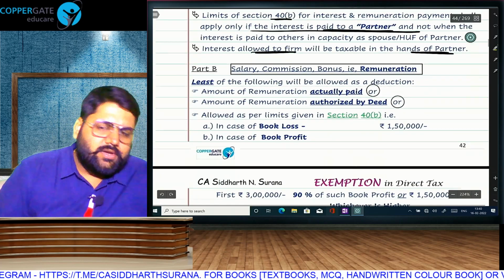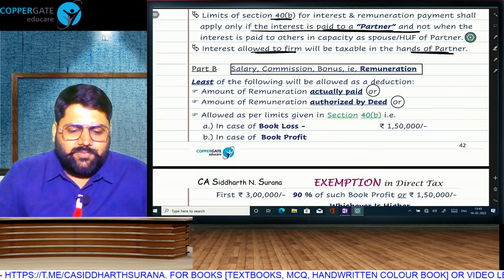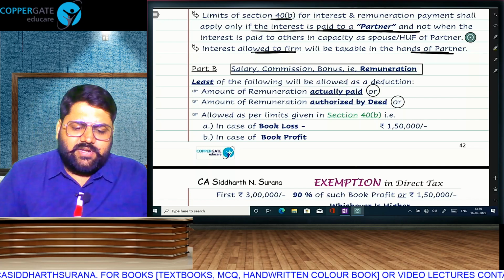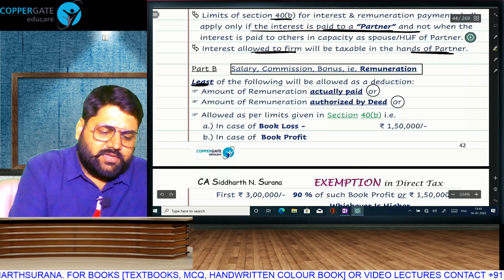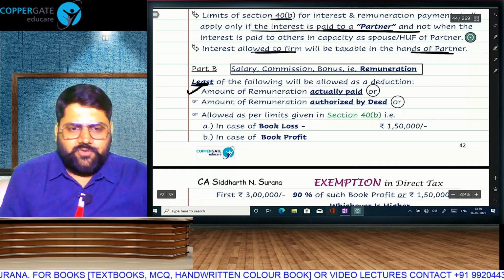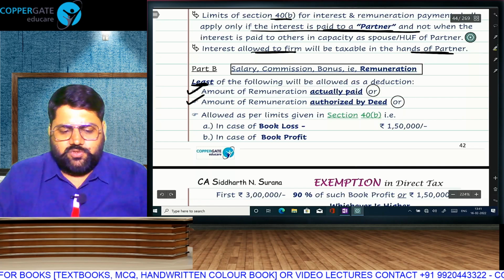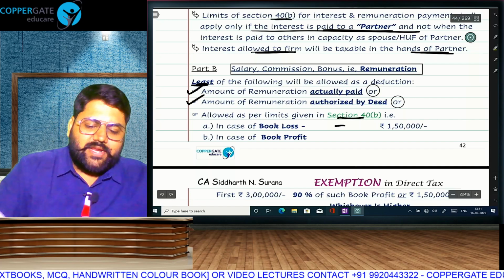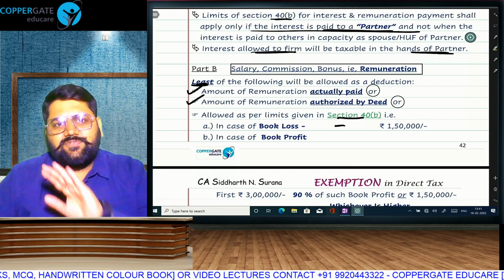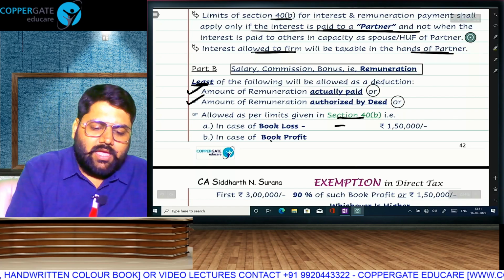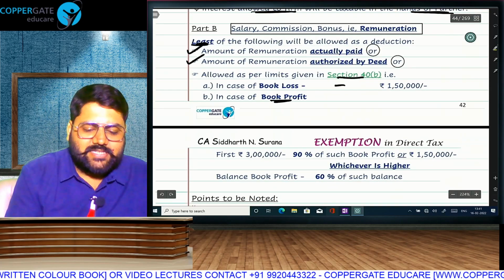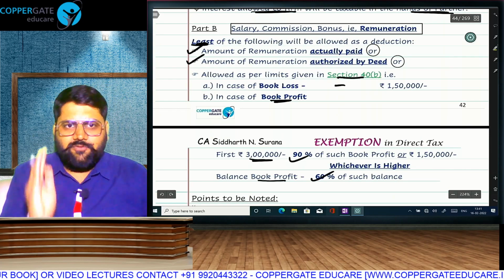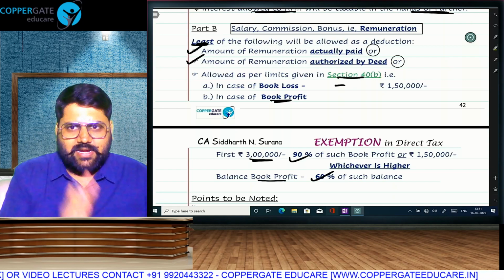Let's go to the deduction of remuneration, which will cover salary, bonus, commission, everything. Deduction will be least of the three. So there will be actual remuneration from the P&L account, as per deed, which will also be given, and then as per 40B limit, for which you have to see if there is a book loss, then there is one flat answer, 1,50,000, and if there is book profit, then you have to apply slabs. First 3 lakh, 90% of book profit, balance 60%.